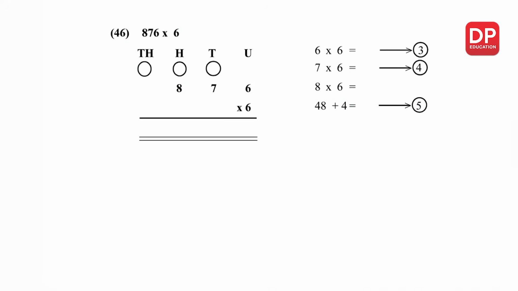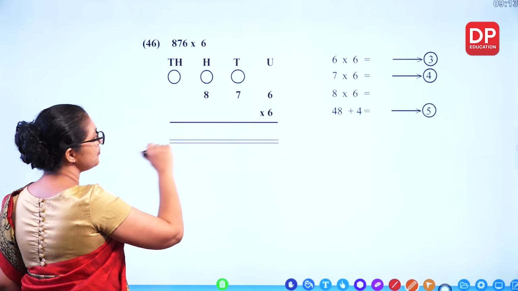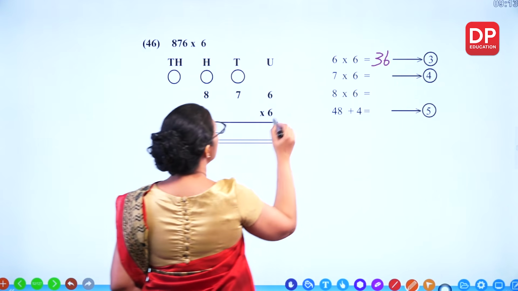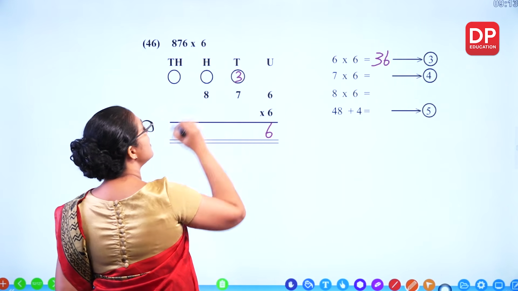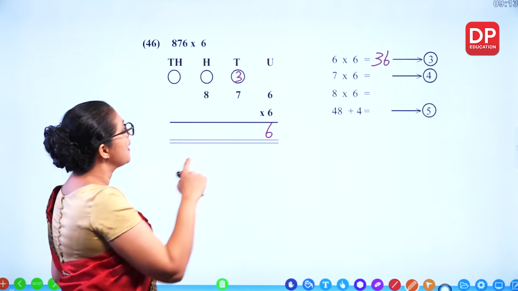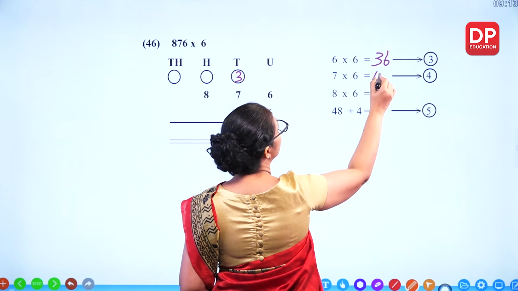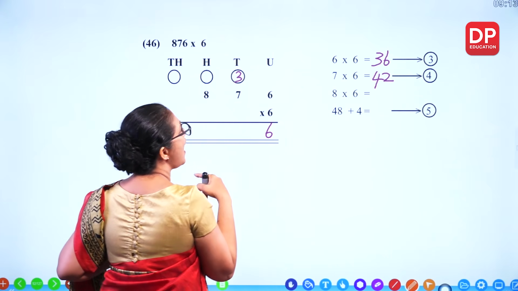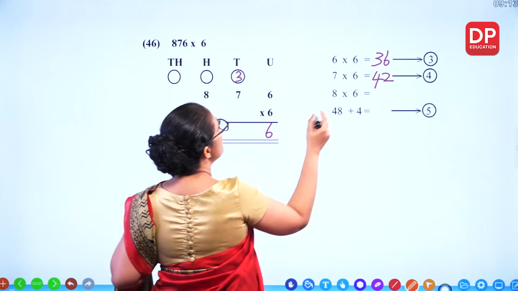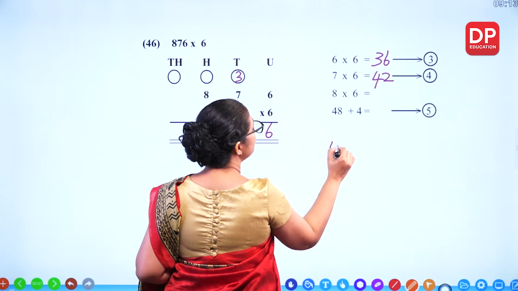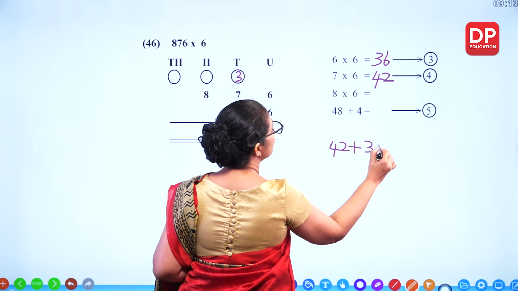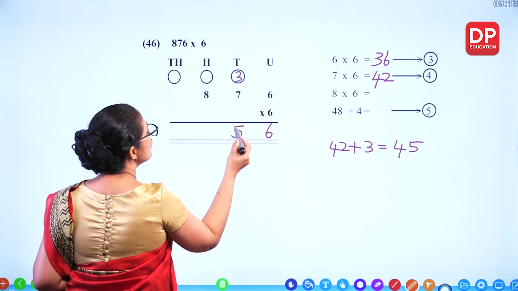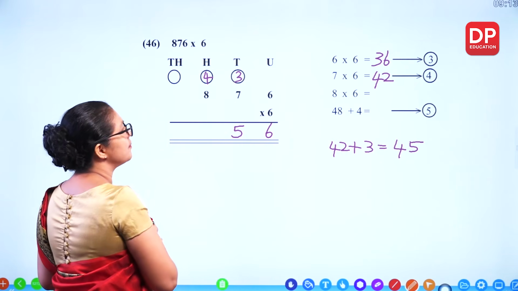876 into 6. Now you need thousands place as well. So what's the first step? 6 times 6, 36. So you write 6 here and take 3 to the tens place. 7 times 6, 42. 42 plus 3. You have to add it together. So what's 42 plus 3? 45. Now we write 5 here. So take 4 to this level.